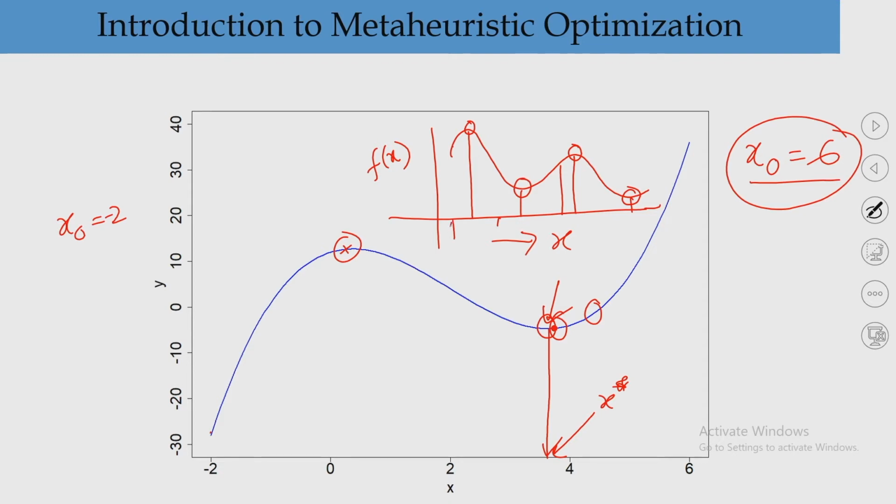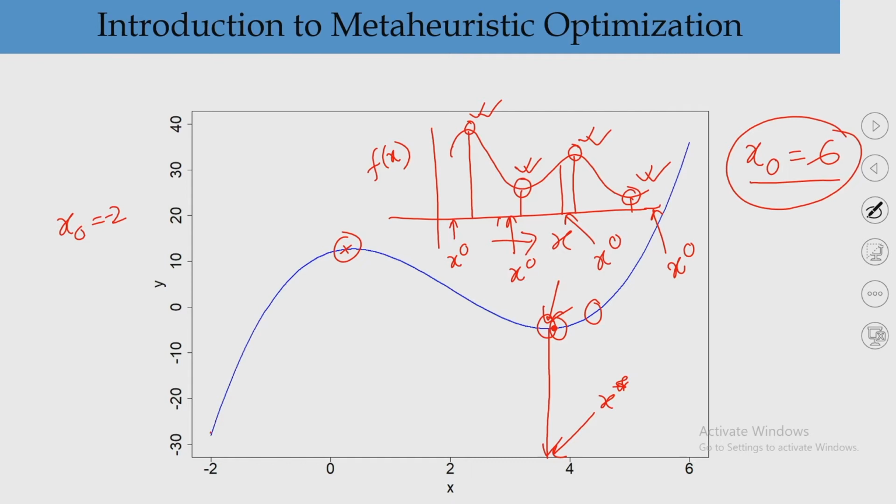Now, if I take this as my initial point x naught, then I will get this particular solution. If I take this particular point as my x naught, I will get this particular solution. If I take this particular solution as x naught, I may get this solution, and if I take this particular solution as x naught, I will get this solution. So, therefore, what will happen?